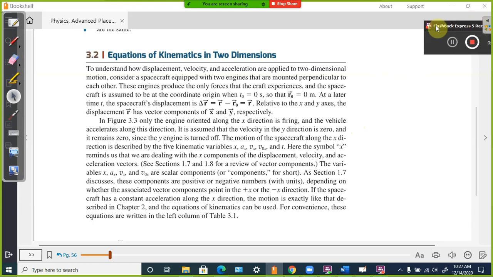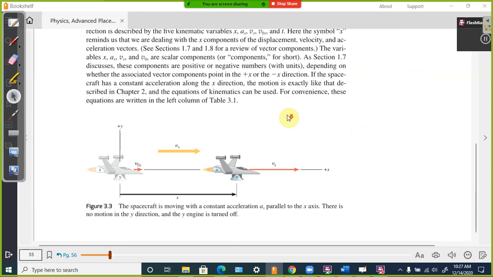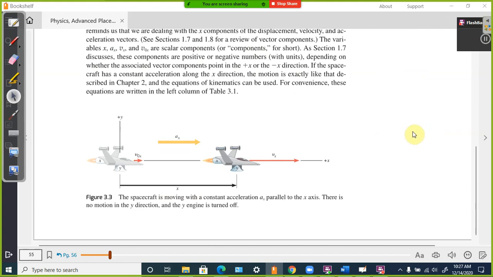All right, so here is section 3.2, okay? And as discussed in previous sections, what we're going to start looking at now is instead of only doing things in one direction, so only in the x direction or only in the y direction, we're now going to start dealing with things that are happening in both directions at the same time, right? Because a lot of times in life, things aren't only happening in one direction, they're happening in multiple directions.